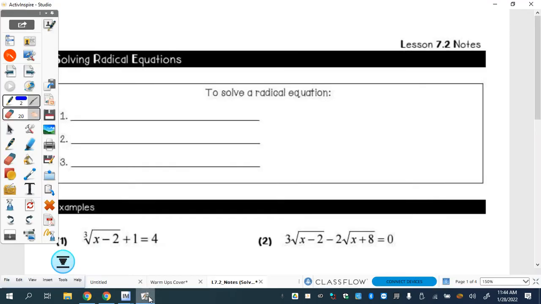So we are working on solving our radical equations today. As you can see, there's only 3 simple steps in order to solve them. First one, you want to isolate the radical. So whether we're trying to solve a square root, cube root, fourth root, that doesn't matter. You still want to isolate that radical so it's completely on its own.